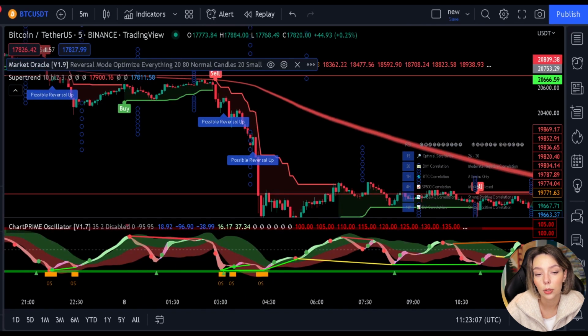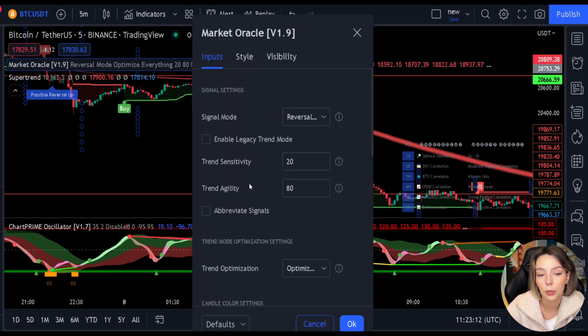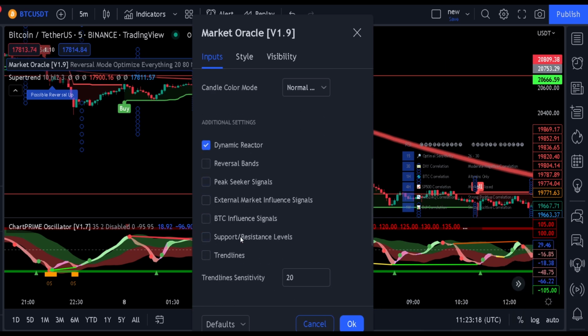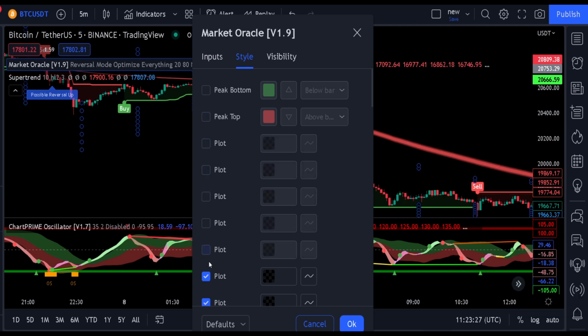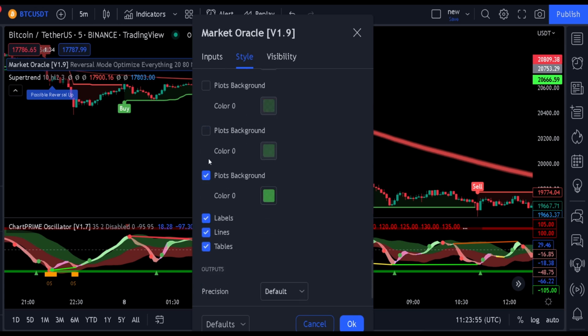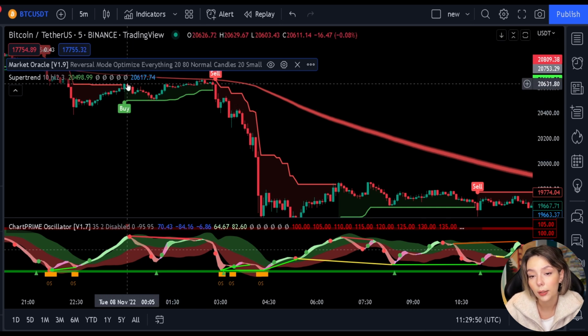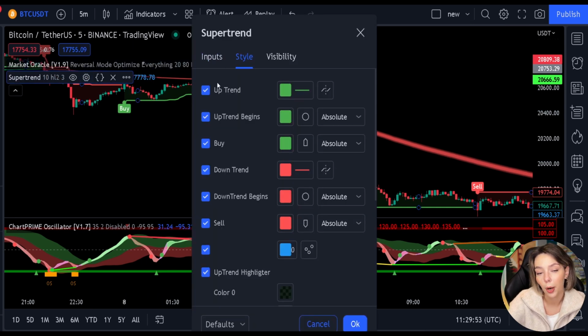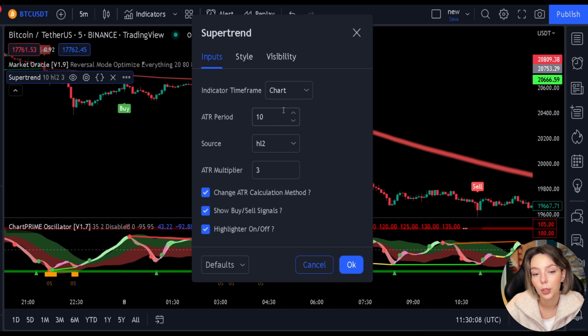Go to the settings of the Market Oracle indicator, and in the Inputs tab, remove everything except Dynamic Reactor. And in the Style tab, remove all the checkboxes. Okay, now go to the settings of the Super Trend indicator, go to the Style tab and remove all the checkboxes except Buy and Sell. In the Inputs tab, we need to change the ATR period parameter to 12, and we also need to change the ATR multiplier to 2.